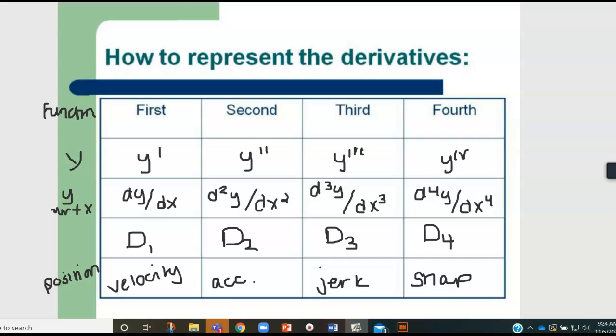So you could think of the jerk and snap from the movie. Oh my gosh, can't think of it with Reese Witherspoon. Legally Blonde. Yeah, see? Now you know what comes after acceleration is the jerk and snap.